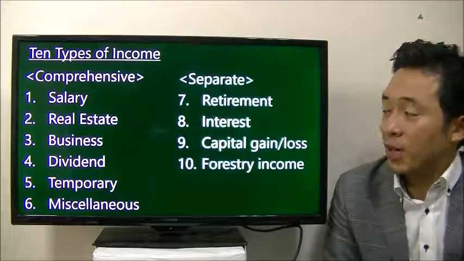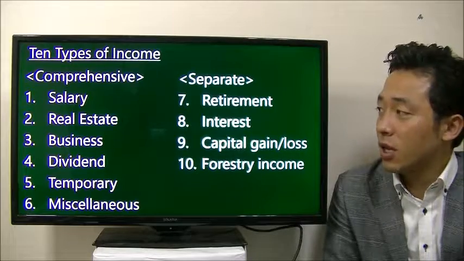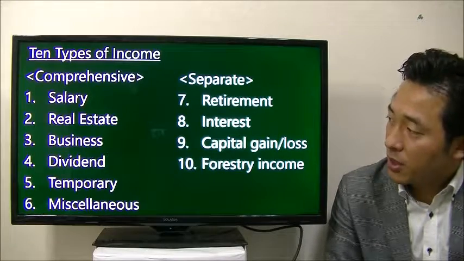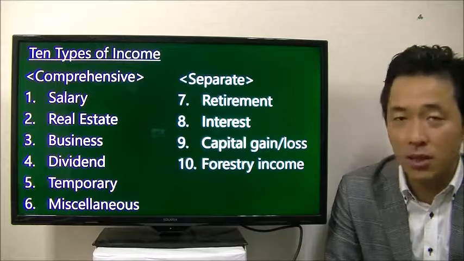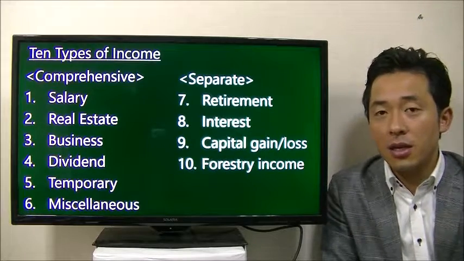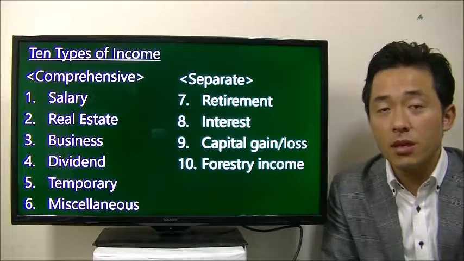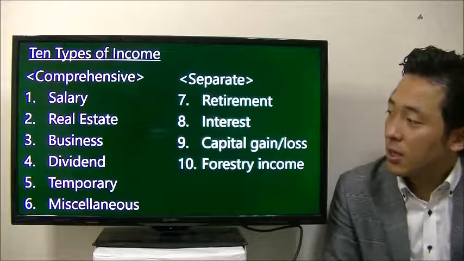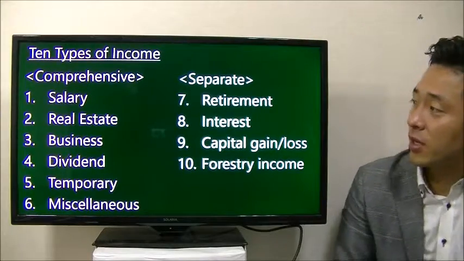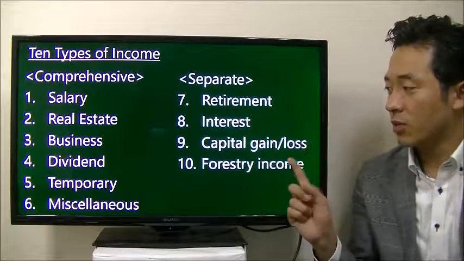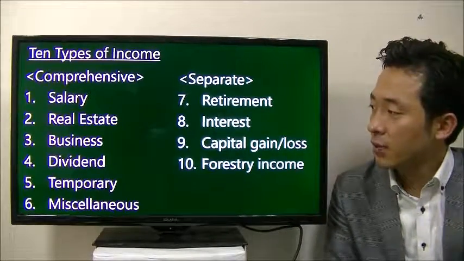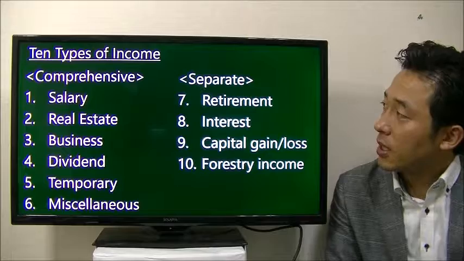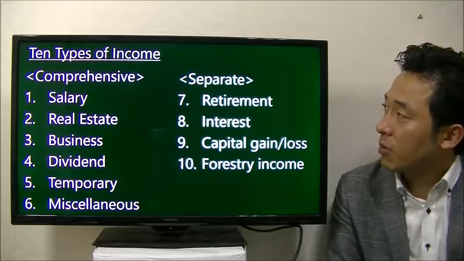So there are about 10 types of income in Japan. The first ones are salary, real estate, business, dividend, temporary, and miscellaneous. The temporary is like when you receive a gift or you get some prize; those are temporary things. And miscellaneous is if it does not belong to any of the other 9 incomes, it will be categorized as miscellaneous income. The other types of income are under separate taxation.